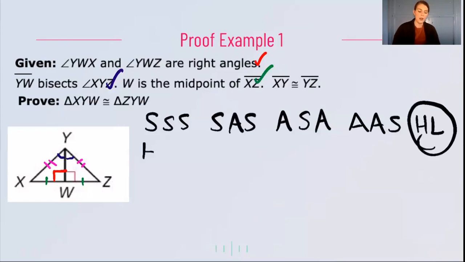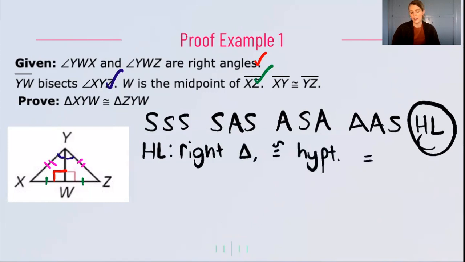So in order to use hypotenuse leg, I need to know that the triangles are right triangles. We need to have congruent hypotenuses and congruent legs. So I know it's a right triangle because I know that my two angles are right because of that first statement. My congruent hypotenuses are YZ and YX, so that's been given to us, and my congruent legs are WZ and WX. So I can just tell by looking at the picture I've marked up that I have all the information that I need.